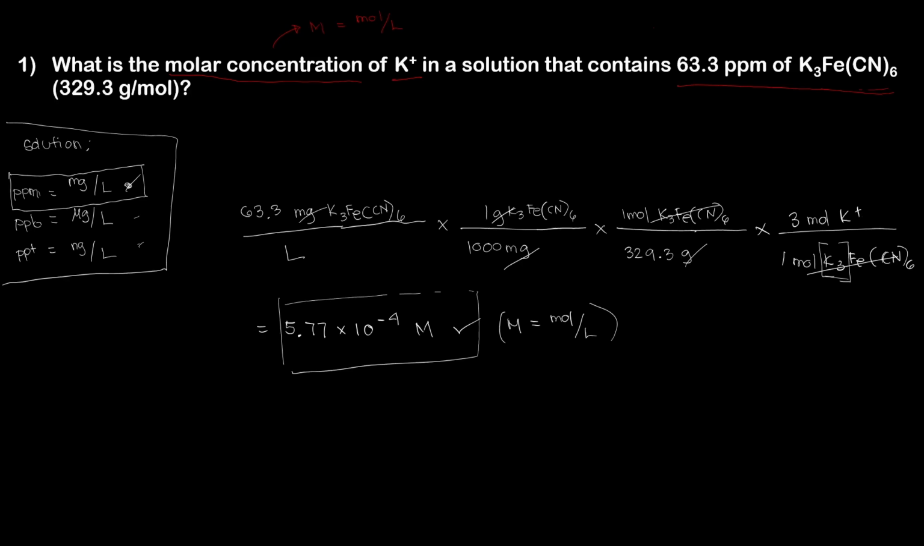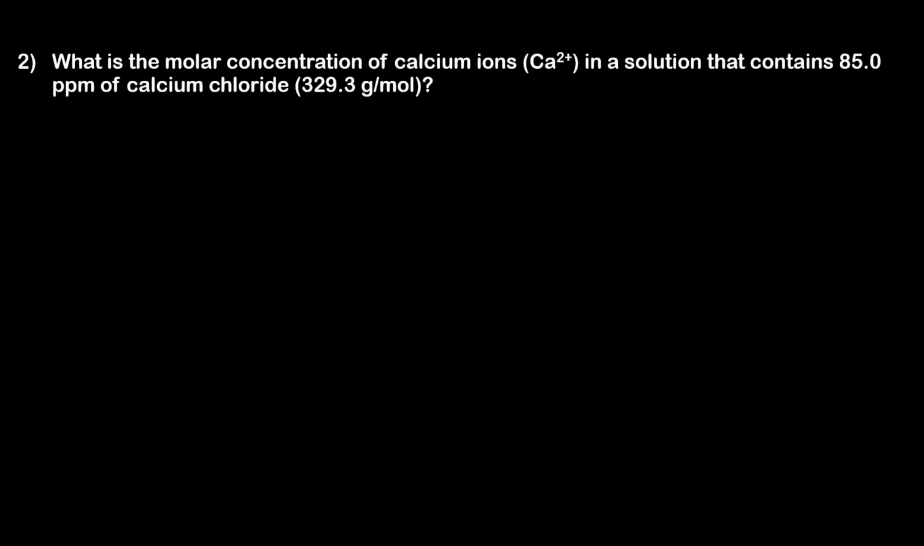So let's practice more. Next question: what is the molar concentration of calcium ions in a solution that contains 85 ppm of calcium chloride with the molar mass 329.3 grams per mole? It's the same concept, but this time we are given the chemical name, not the chemical formula.